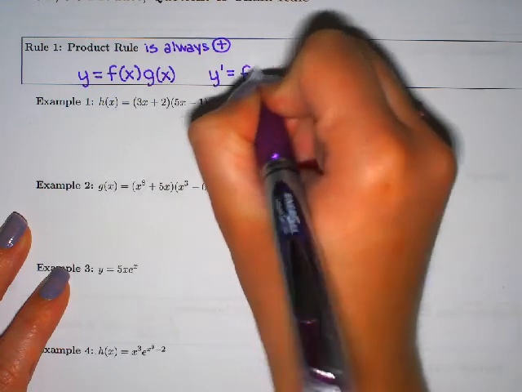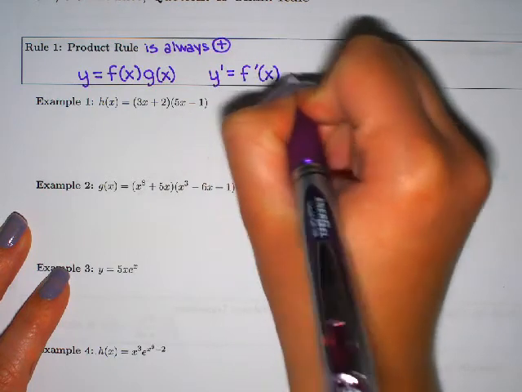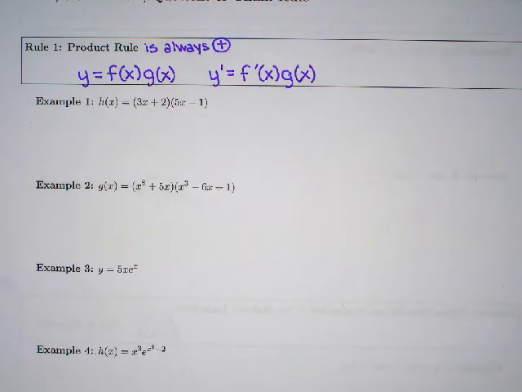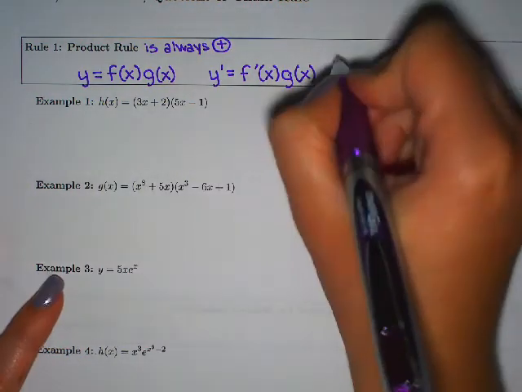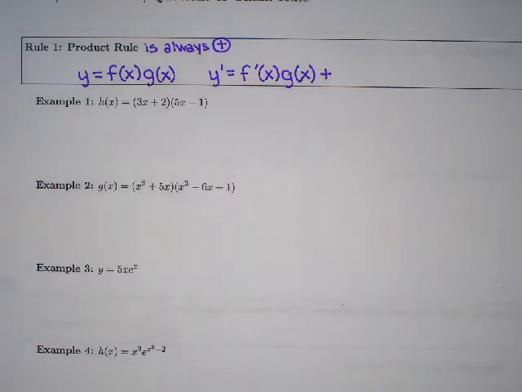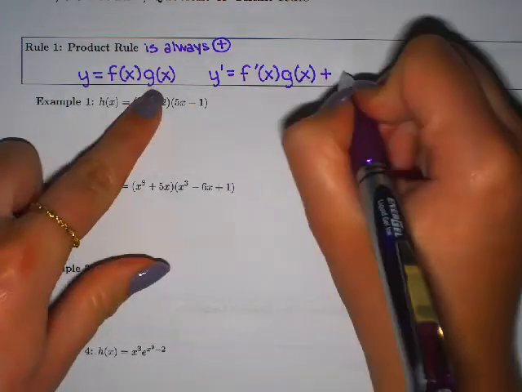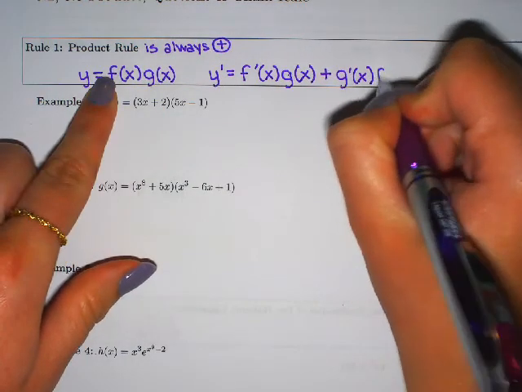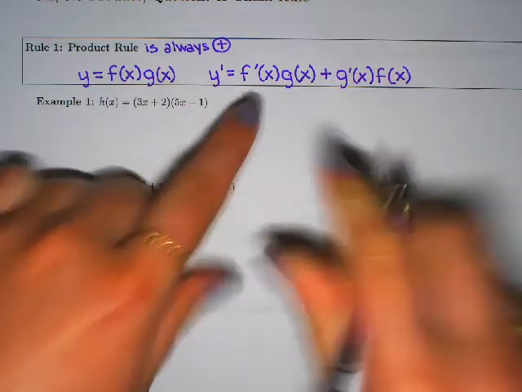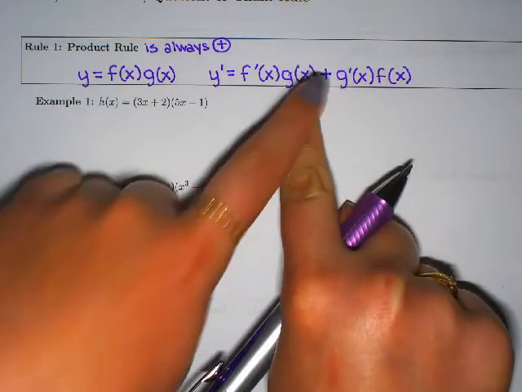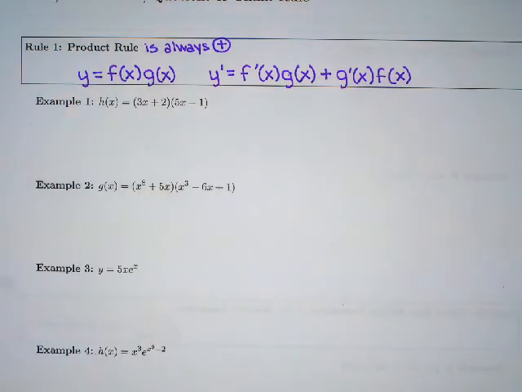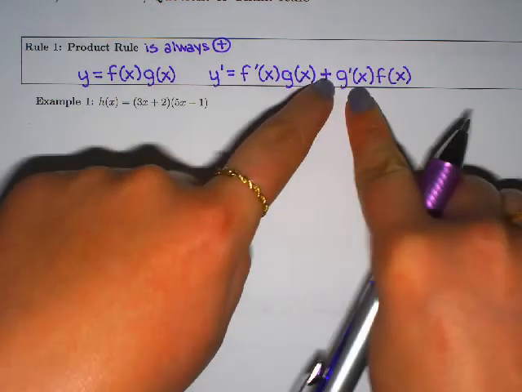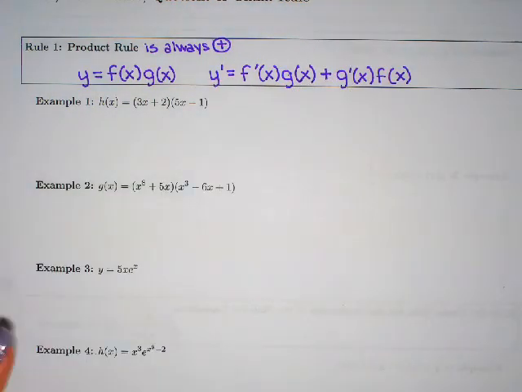It's going to be the derivative of the first factor times the original second factor. So f prime of x times the original g of x. Product is always plus. Now I do the derivative of the other one. So g prime of x times the original first, f of x. So you have a derivative times an original plus a derivative times an original. That's the product rule. Derivative of the first, original second, plus derivative of the second, original first.